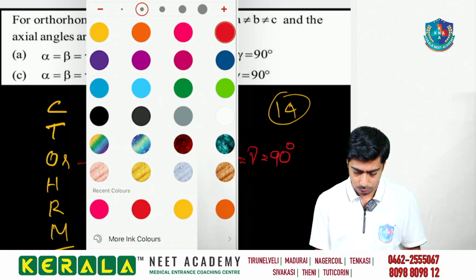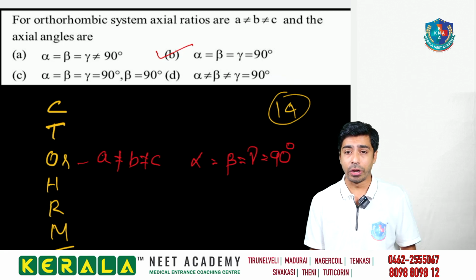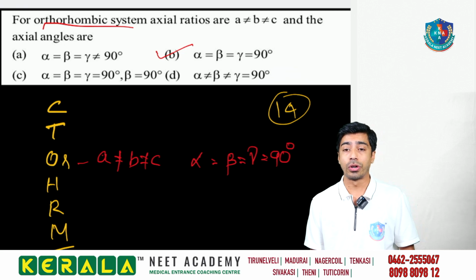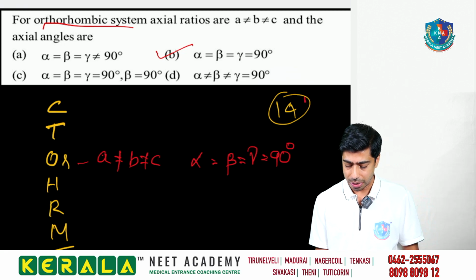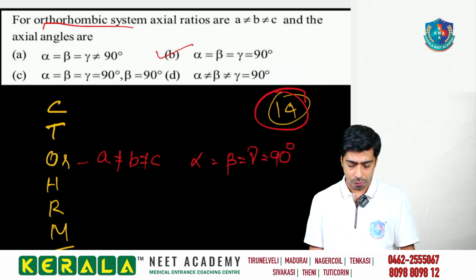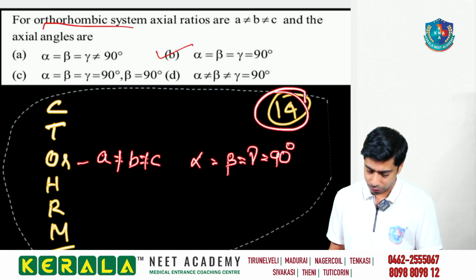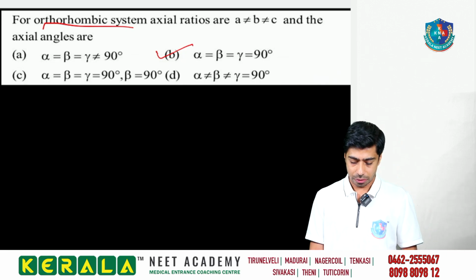So for orthorhombic system, A not equal to B not equal to C, and alpha equal to beta equal to gamma equal to 90 degree. And we should also remember the 14 Bravais lattices. Now in this question, they'll be asking about the different types of arrangement observed in these types of crystal systems.